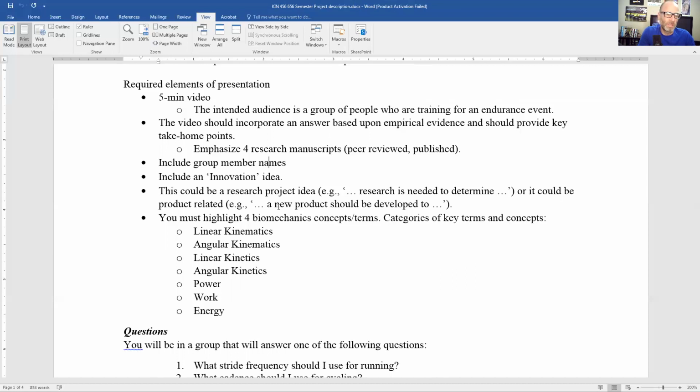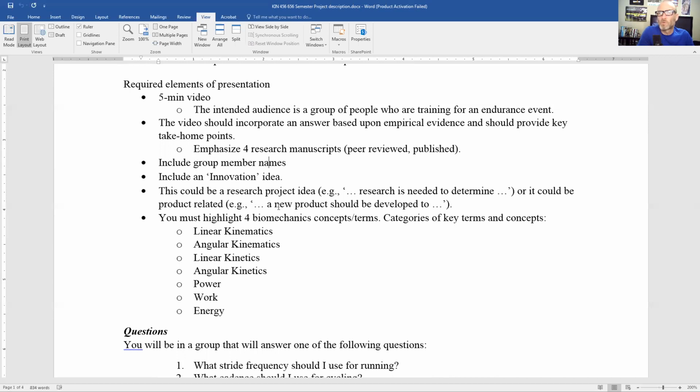It could also be coming up with an innovative product, and you are brainstorming with an industry partner on something that could be created or may be needed by an athlete. So something innovative, and we'll talk more about this as we go through the semester.